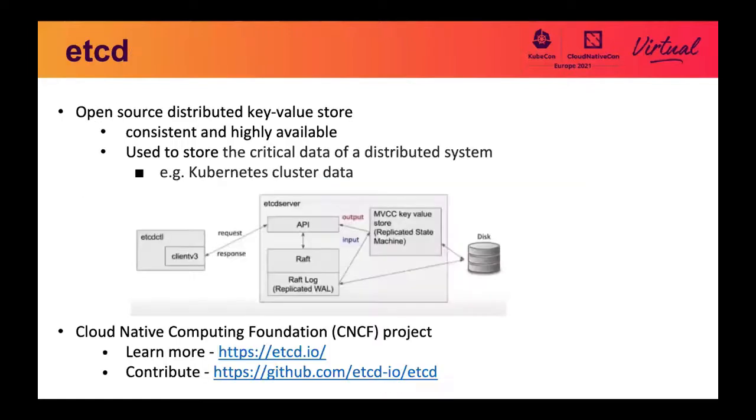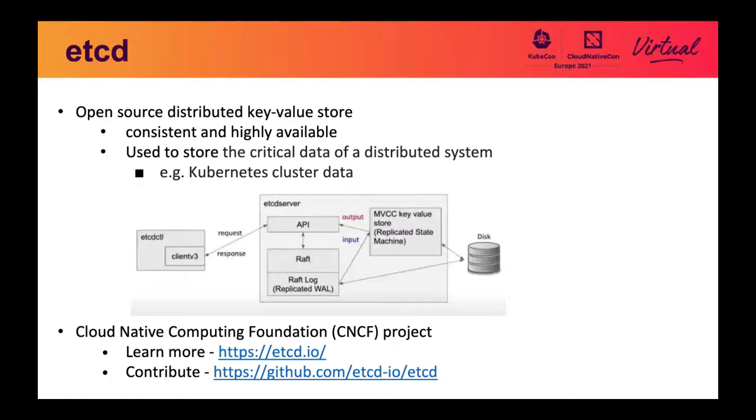All right, so before we talk more about the etcd security model, and before we talk about some examples of the vulnerabilities that we ran into as part of the audit and how we addressed them, let me briefly mention etcd. You might already know that etcd is an open source distributed key value store. It provides you consistency and high availability, and it is used to store critical data of a distributed system. For example, Kubernetes stores all its cluster data in etcd.